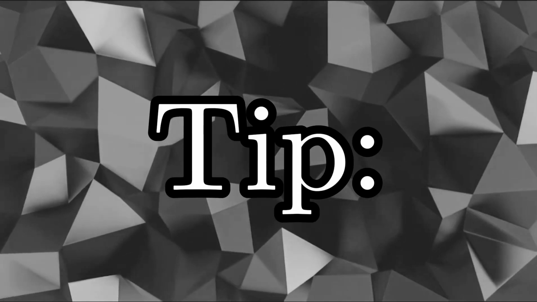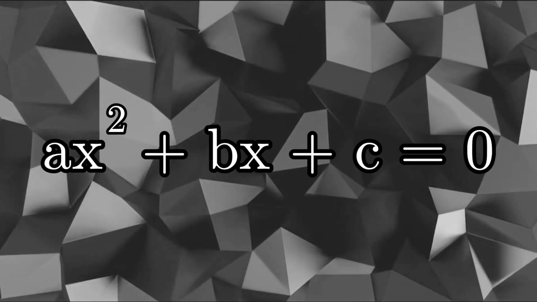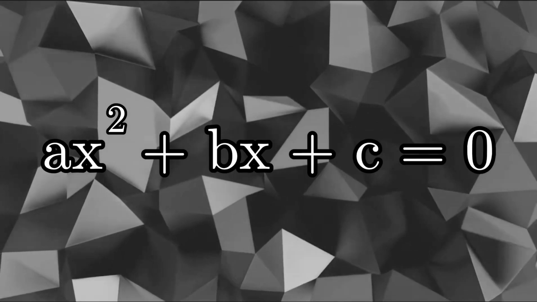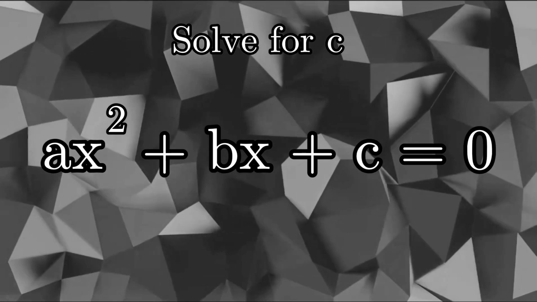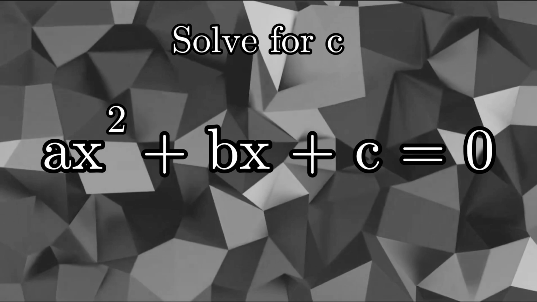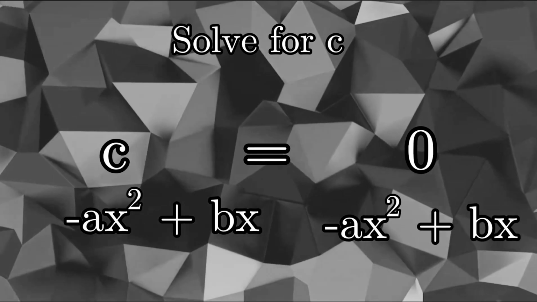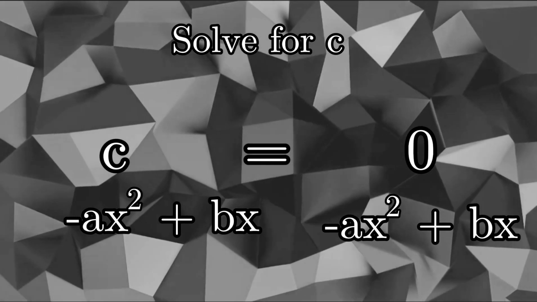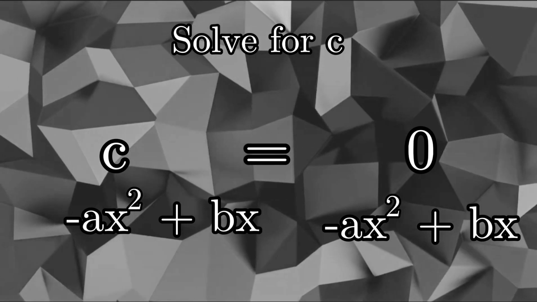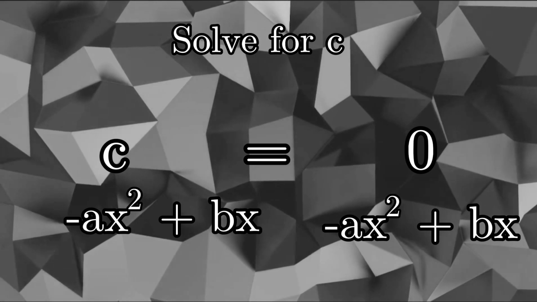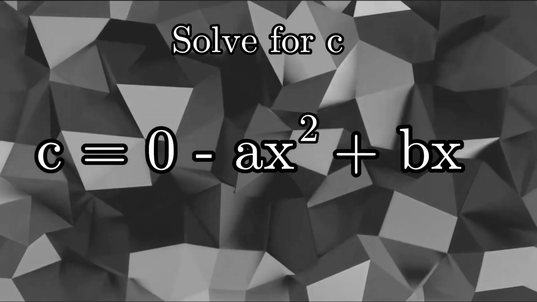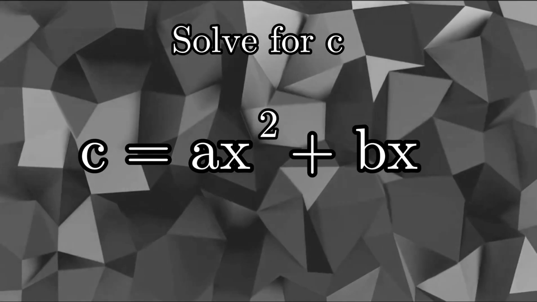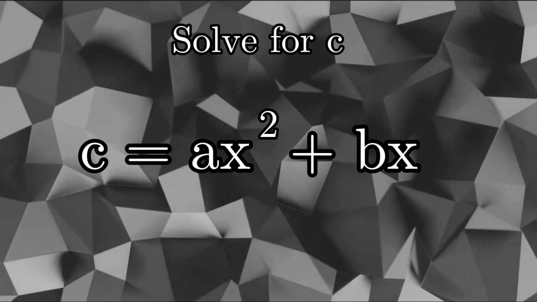Alright, now that you've got it down, here's a quick tip when solving these. ax squared plus bx plus c equals 0. Solve for c. Now this might look like it would take a while to solve, but we can actually just subtract all of ax squared plus bx on both sides. Because these are both just adding to c, we don't need to subtract them separately. Instead, just subtract both at the same time. We do that on both sides, and it's just c equals negative ax squared minus bx, skipping a few steps.